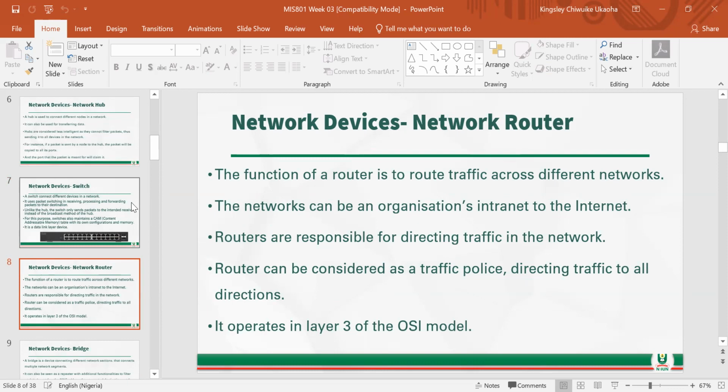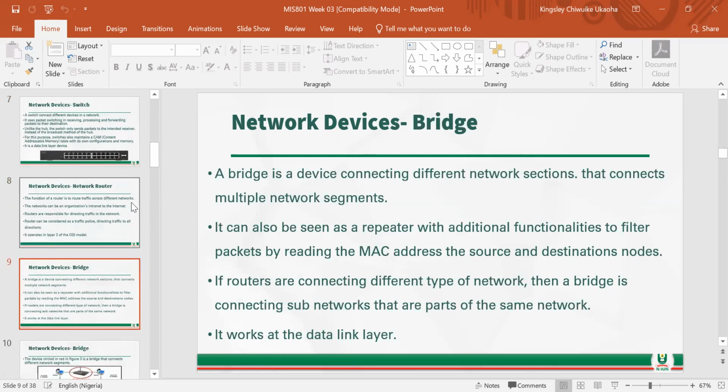They have the router. The function of a router is to route traffic across different networks. The routers can connect an organization's intranet to the internet. An organization may maintain its own network that almost looks like the internet within. We call it intranet within the organization. But when it goes out, it is now connected and called the internet. Routers are responsible for directing traffic in the network. Routers can be considered as a traffic police, directing traffic to all directions, and it operates in layer 3 of the OSI model.